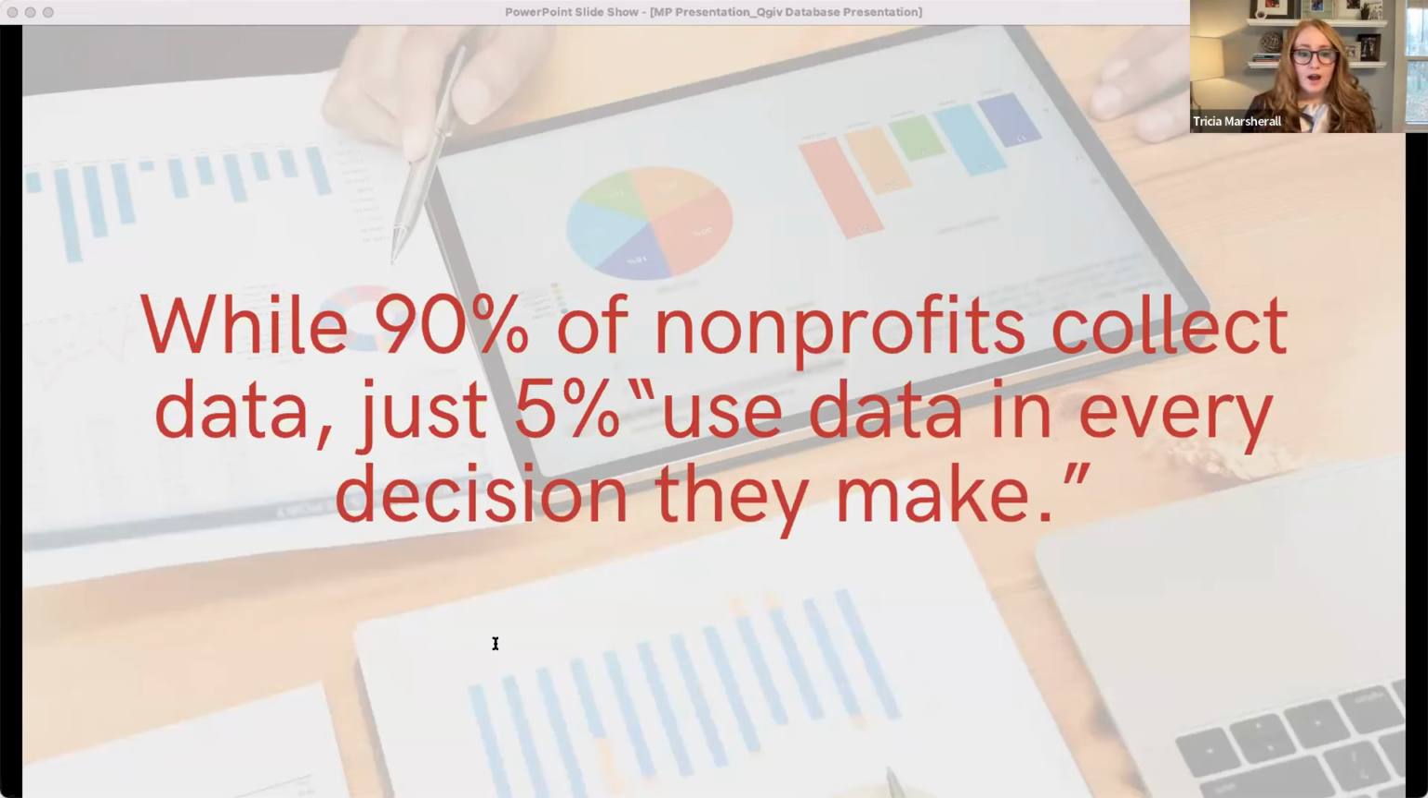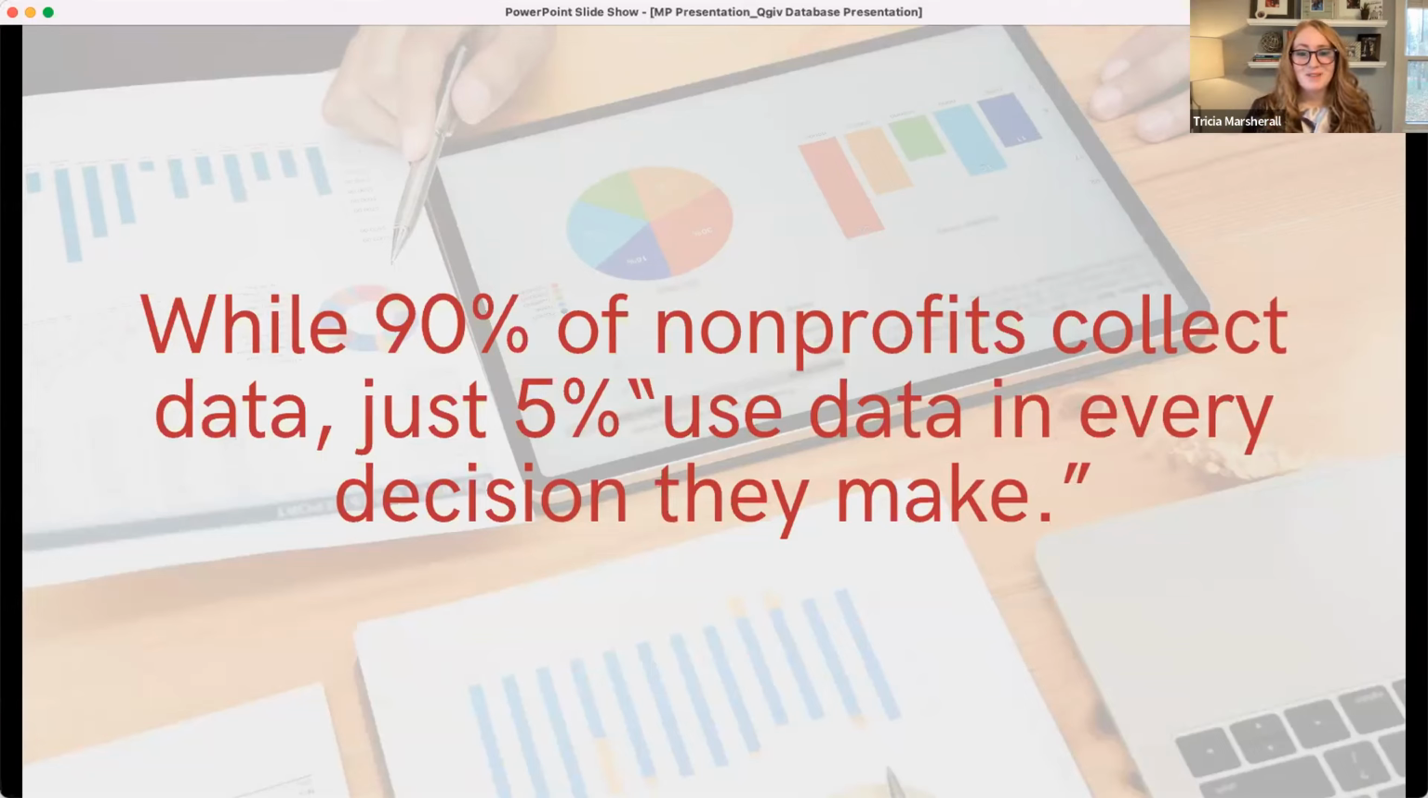So still, given all of this information, many nonprofit organizations are being asked to do more with fewer resources, which prompts us to look internally at our fundraising operations to see how we become more efficient with the resources that we have. And with rapidly changing technology, the need to be nimble to approach our donors, leveraging that donor data is more important now than ever before. So right now, although data is really key, 90% of nonprofits collect data, only about 5% are using that data in every decision they make.